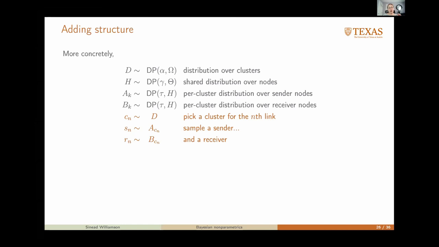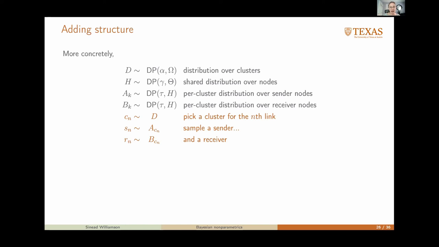And I'm also going to sample H, which, as before, is my global distribution over nodes, in this case, over people who might send or receive an email. And then for each of my infinitely many clusters that are in D, I'm going to sample a distribution for senders with base measure H, so it's those same people, and a distribution over recipients. So these are A_k and B_k. So each cluster has two distributions, one for sender and recipient, and all of those distributions have shared support because of this hierarchy.